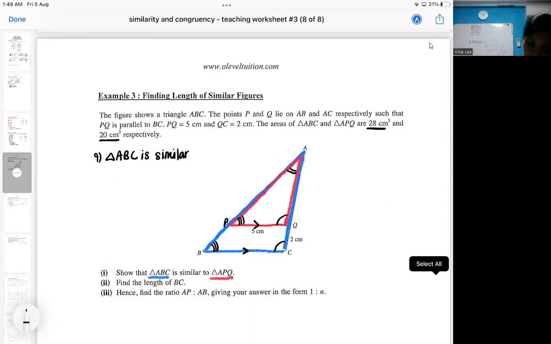So I'm just going to use the ratio. Remember in the previous teaching worksheet, even if you can prove similar or not, you should be writing out the ratio. So you should have 3 ratios. So write out the 3 ratios first. No matter what, you just write out the 3 ratios.